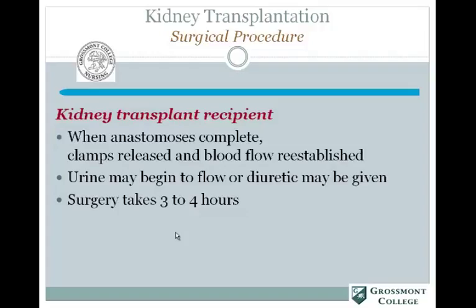If there is any leakage, if it's small, they can put some gel foam on it or something to stop the bleeding, but they may have to put a few more sutures in it. But once everything is unclamped and the blood flow is reestablished, then they're going to start making urine. They may give them a diuretic to speed that process along and just make sure that it's working. And once urine starts flowing, it's good. They're done.